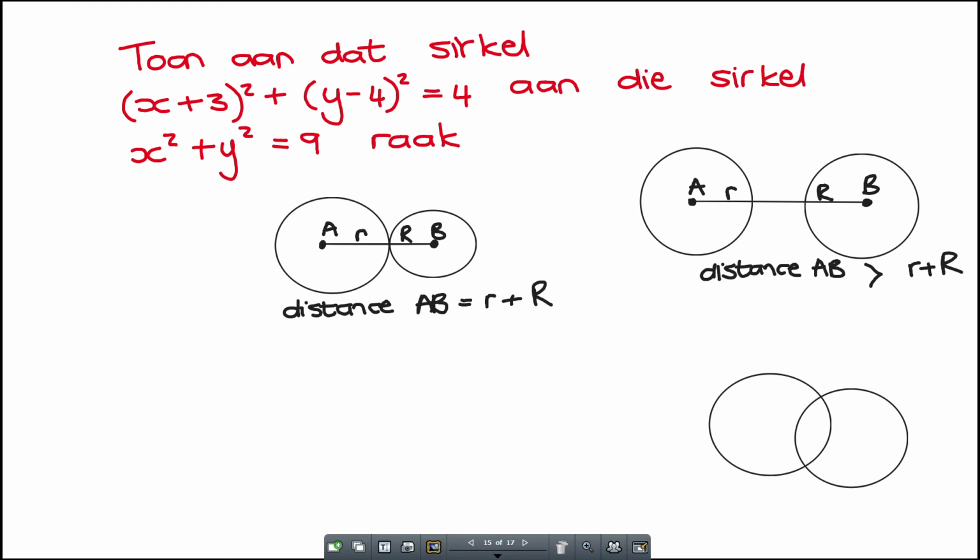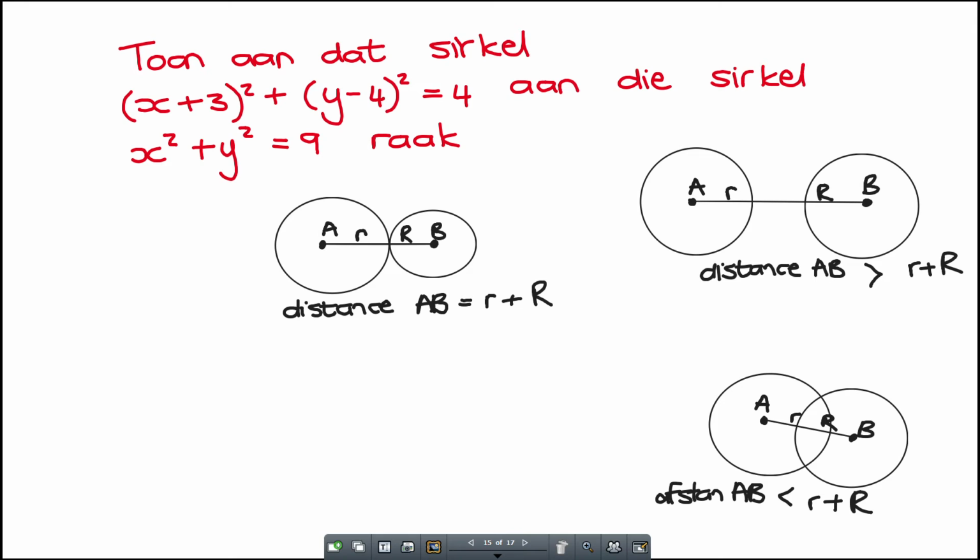Okay. Now what happens if they do actually not just touch, but if they overlap, like the one at the bottom? Daar sê, so dan van hier af tot daar. If this is A, that's B. Okay, so nou gaan die afstand van AB dit gaan mos kleiner wees as R plus R. Do you guys understand? Nee, want as ek nou daai twee radiusse gaan bymekaar tel, gaan dit baie langer wees as wanneer hulle mos so overlap.